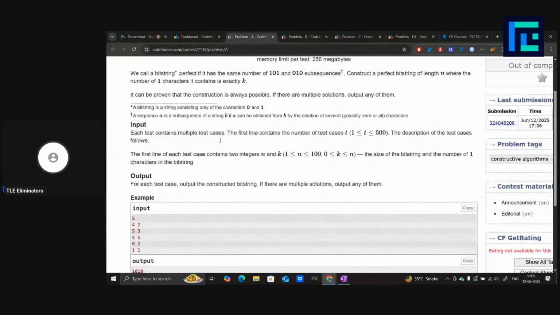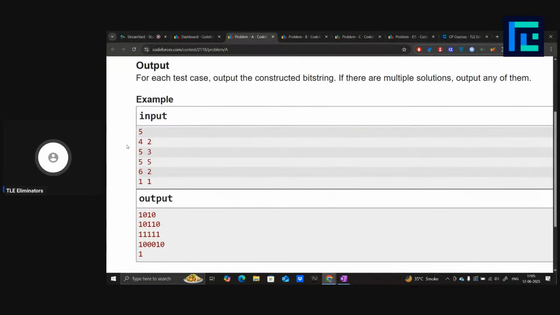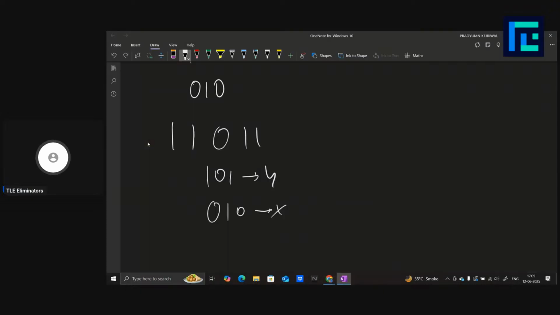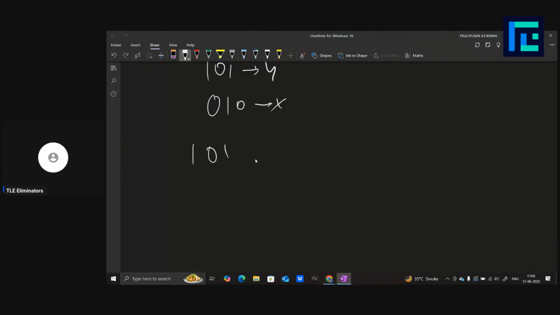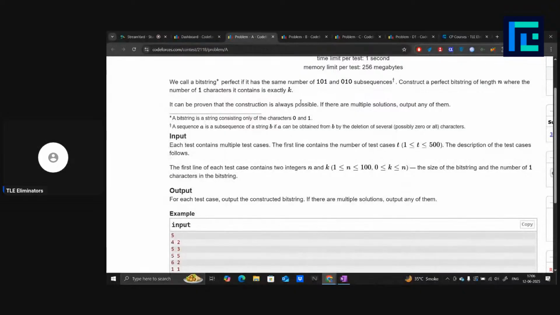In the samples, let's say n and k are 4 and 2. That means there should be two ones and two zeros. What they have printed is 1010. Here we have only one 101 subsequence and only one 010 subsequence. Therefore the number of 101 is equal to the number of 010, so this string is perfect.